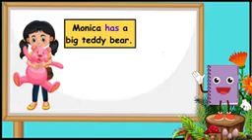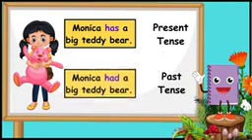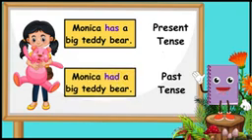Monica has a big teddy bear. Here, the sentence is in present tense, so we have used has as a verb, and if we want to convert it into past tense, we have to use had as a verb, and the sentence will become: Monica had a big teddy bear.